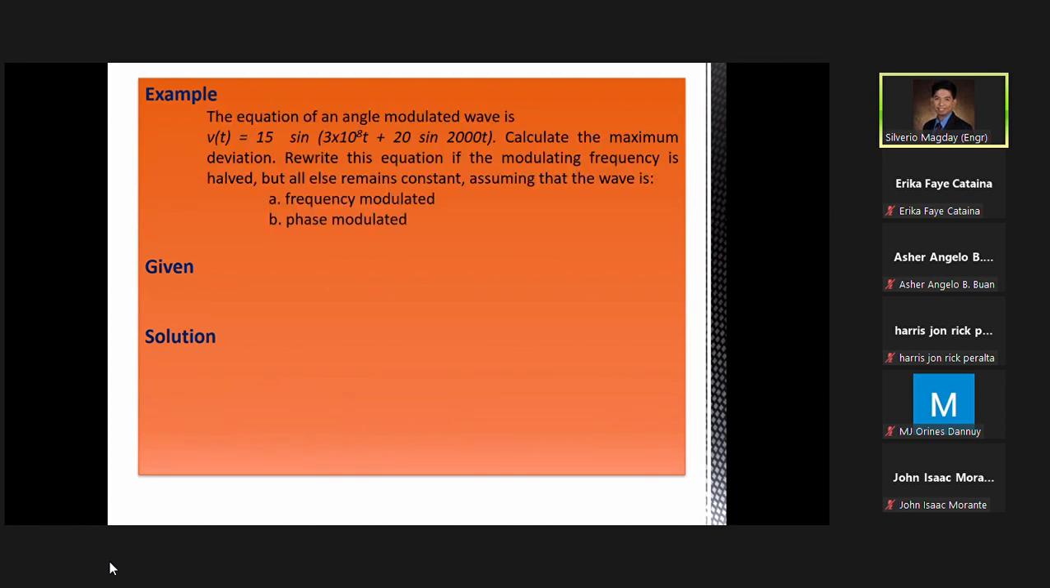Example, ayan, equation ng angle modulated wave. Calculate yung maximum deviation, rewrite yung equation if the modulating frequency is half and remains constant, assuming that the wave is frequency modulated, and paano kapag phase modulated.